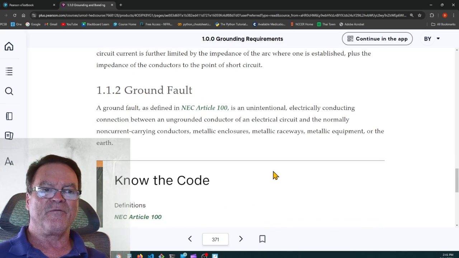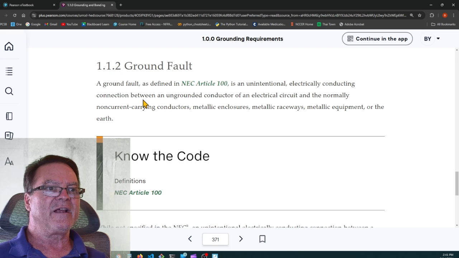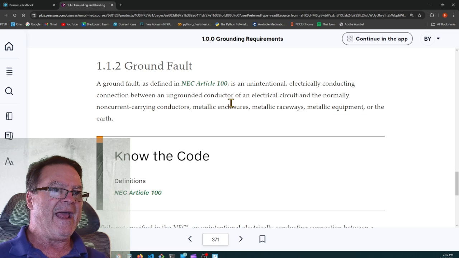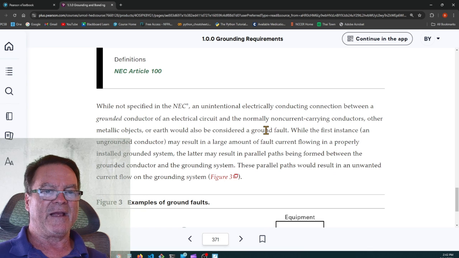Ground fault. This is where the ground is involved. A ground fault, as defined in Article 100, is an unintentional electrically conducting connection between an ungrounded conductor of an electrical circuit and the normally non-current carrying conductors, metallic enclosures, metallic raceways, metallic equipment, or the earth. So it all has to do with going from ungrounded to earth.